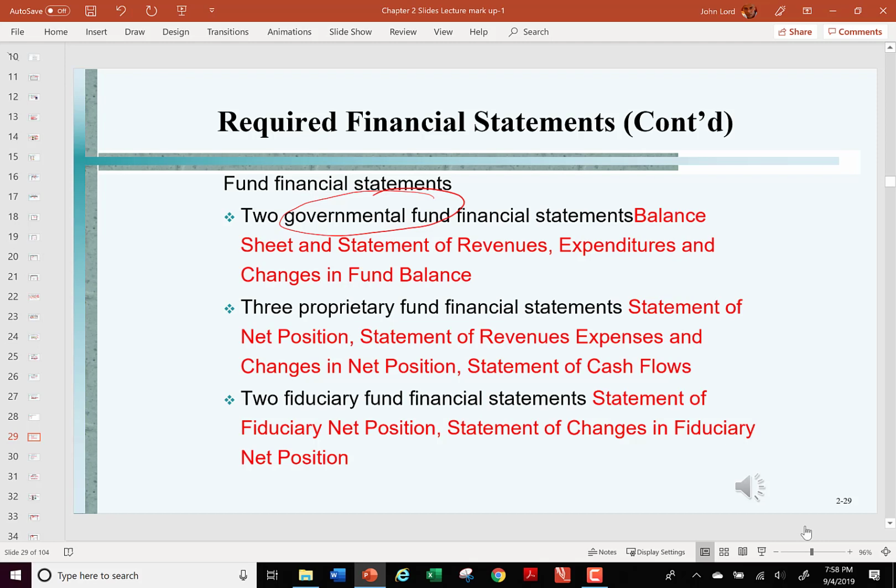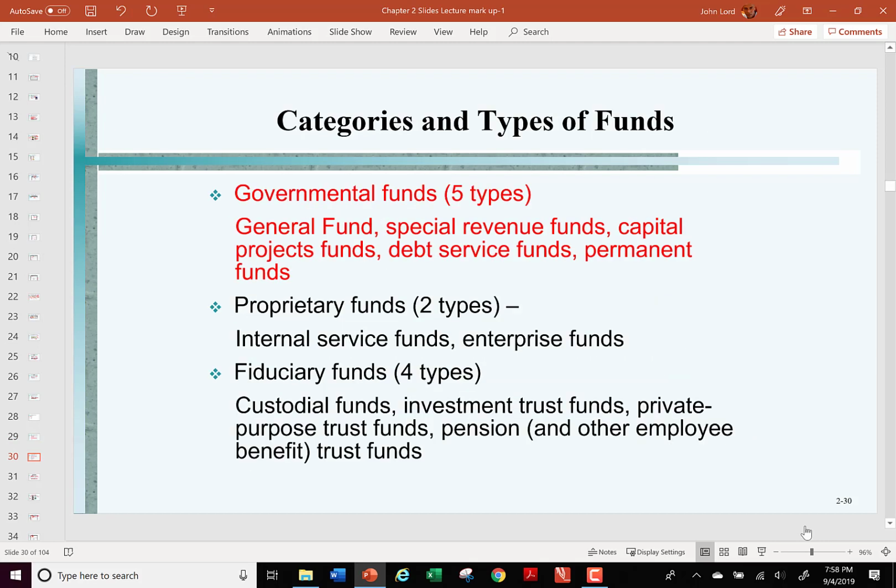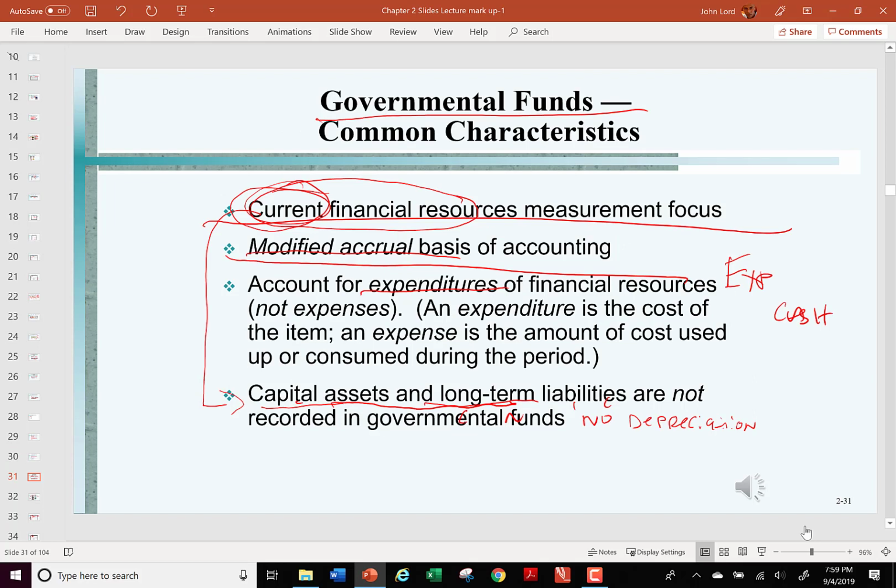Okay, good. Let's talk about our governmental funds. Governmental fund, general fund, special revenue fund, debt service fund, capital project fund, permanent fund, right? For our governmental funds, current financial resources measurement focus, modified accrual basis of accounting, right? This means that when we buy something like a capital asset, we don't debit asset, we debit expenditure, we credit cash right now. That's the only difference between full accrual and modified accrual we really talked about.